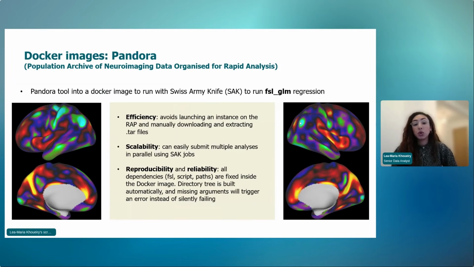Why did we package it into a Docker image? This allows for efficiency. It avoids launching an instance on the RAP and manually downloading and extracting the tar files. It is scalable, as you can easily submit multiple analyses in parallel using Swiss Army Knife jobs. It is also reproducible and reliable, as all dependencies, that includes the tool, the script, and the path, are fixed inside the Docker image. So the directory tree will be built automatically, and missing arguments will trigger an error instead of silently failing.